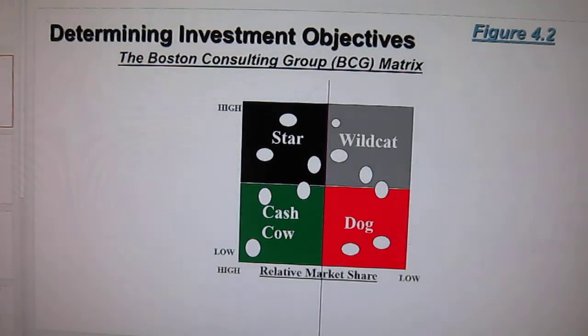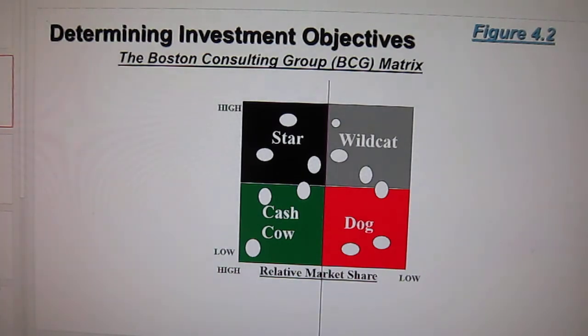But the point of this is to determine investment objectives, and so we look at relative market share. So what is your piece of the market? What is your share, your percentage of the pie? And it's relative. If Nokia had 30% cell phone market share in Finland in its heyday, that would be considered terrible. But 30% car market share in the US would be considered fantastic. You'd be dominating the market.